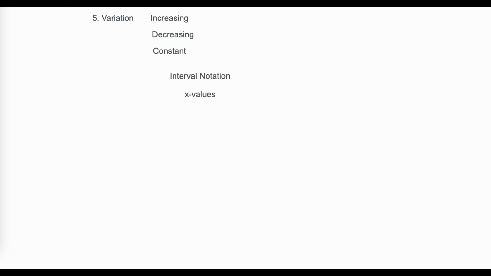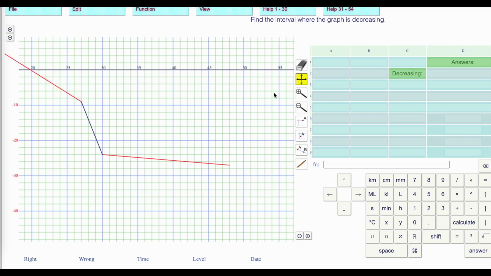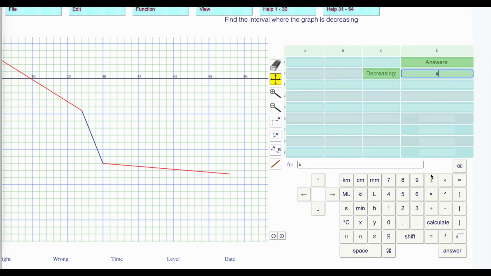Let's have a look at an example. Here we have a graph saying find the interval where the graph is decreasing. It's going up, up. Here it's going down, down, and down. It's decreasing from this point, which looks like 15, and we can always magnify that, from 15 until 48. When x is a member of 15 to 48, and then we put the brackets on that, and then we press enter to see if we're right.